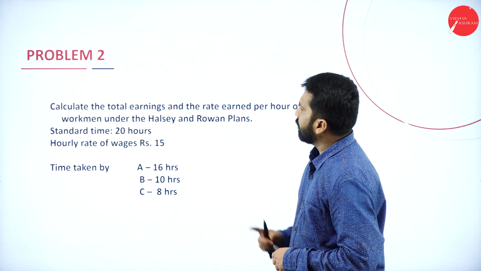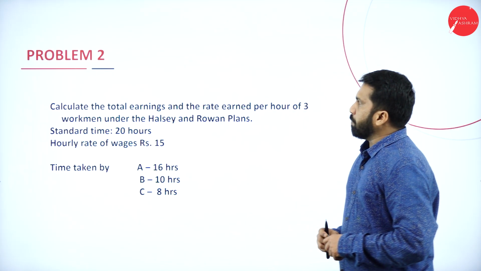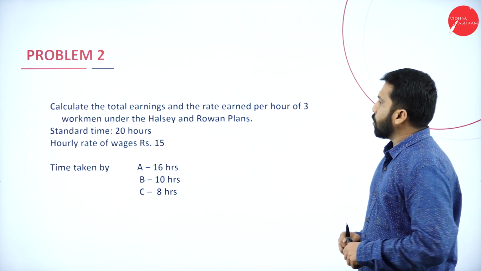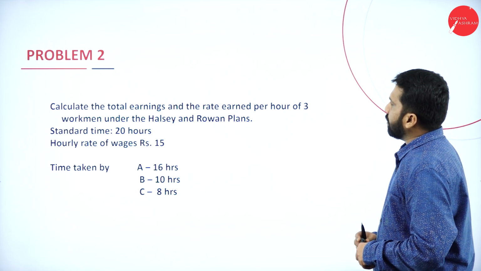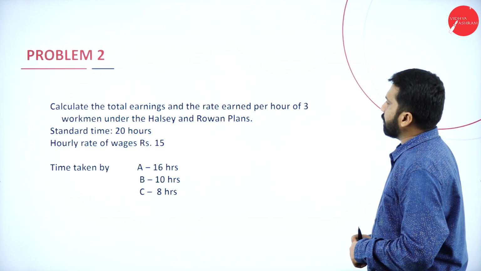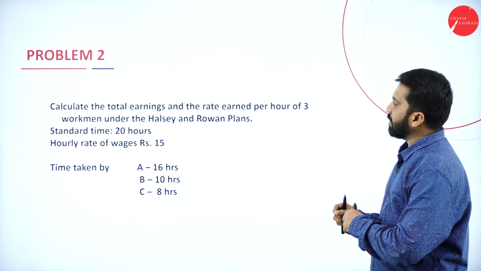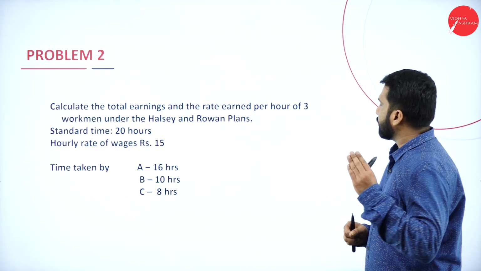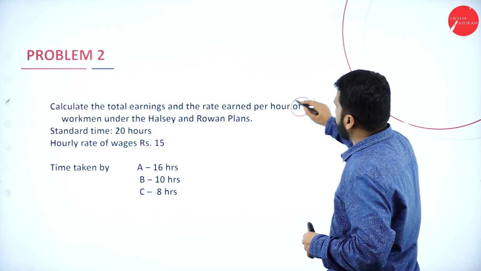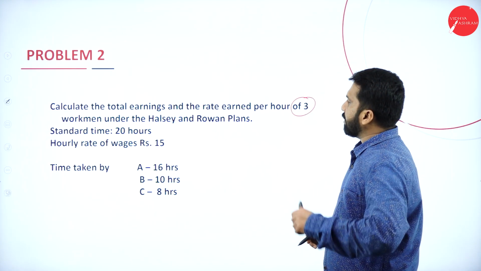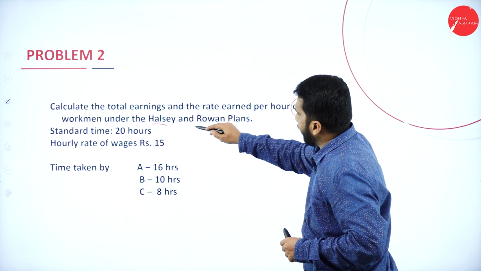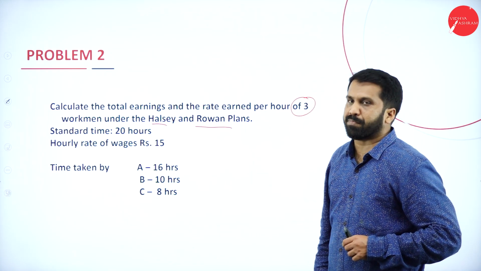So this will be your problem. Problem number 2. Calculate the total earning and the rate earned per hour of 3 workmen. We are calculating the Halsey as well as Rowan plans for 3 persons. It will be per hour of 3 workmen under the Halsey plan as well as Rowan plans.